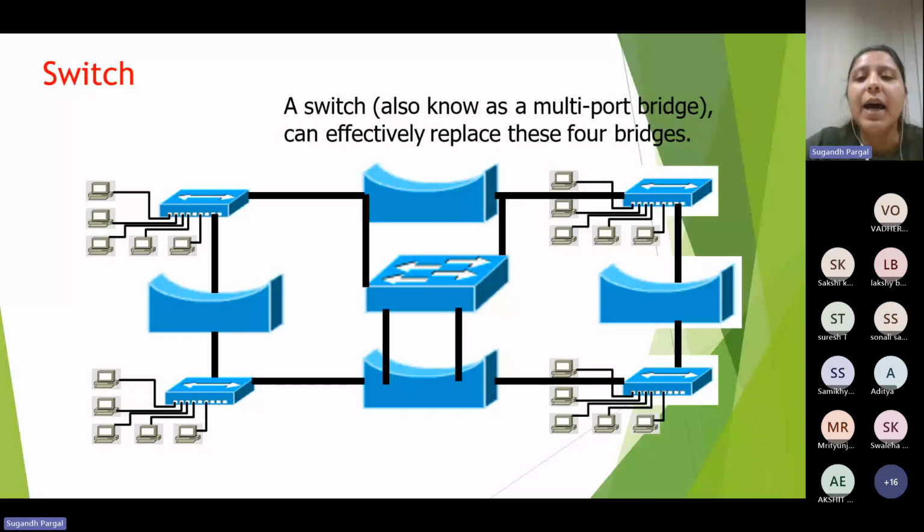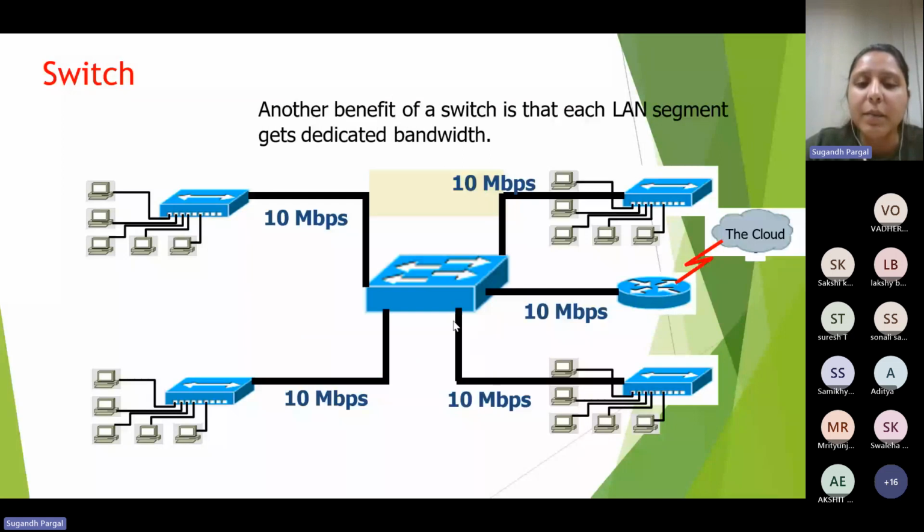Another benefit of the switch is that each LAN segment gets dedicated bandwidth, for example, say 10 Mbps. But in the case of hubs, we are not able to get dedicated bandwidth because a single request, multiple requests, and broadcast messages are spread through the hub, and the bandwidth gets distributed.